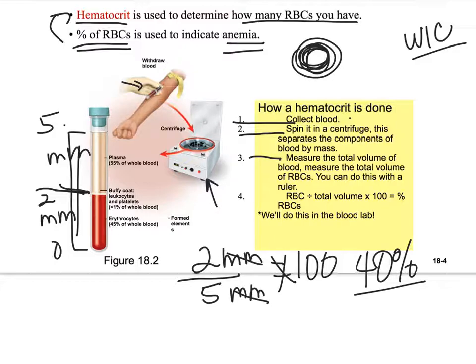And that's the hematocrit. So out of this person's total volume of blood, 40% of it is red blood cells. Okay, we'll do this in lab. I wanted you to see this so you could see the different components of the blood. They'll separate out, so you'll see white blood cells up here in the Buffy coat, the red blood cells, and then the plasma.